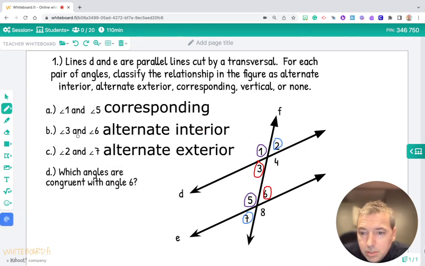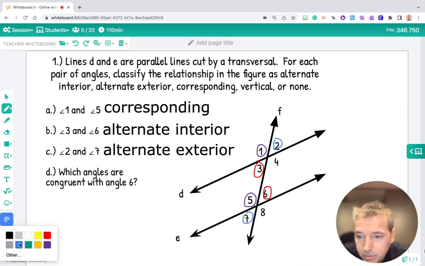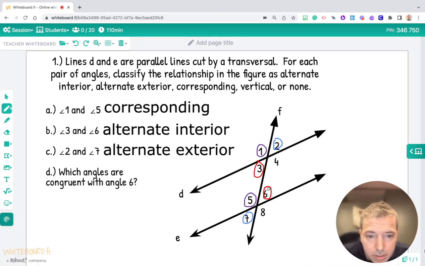And the last question says, which angles are congruent with angle 6? So congruent means equal to. So all of the acute angles in this picture are going to be congruent. So let's use a different color here. Let's do green. It said angle 6. So this is an acute angle. 7 is an acute angle. 2 is an acute angle. And 3 is an acute angle. So all of those angles are going to be congruent.